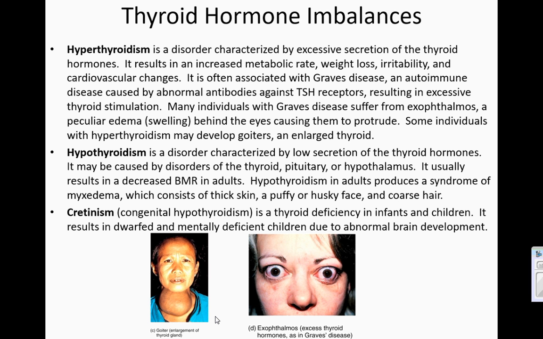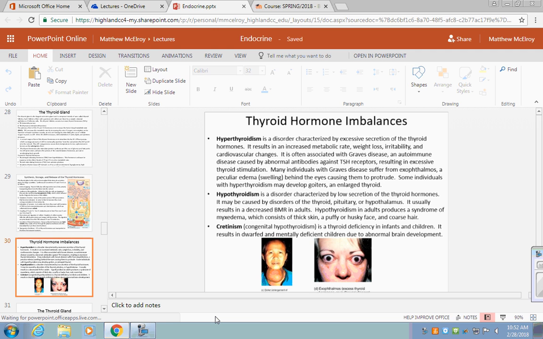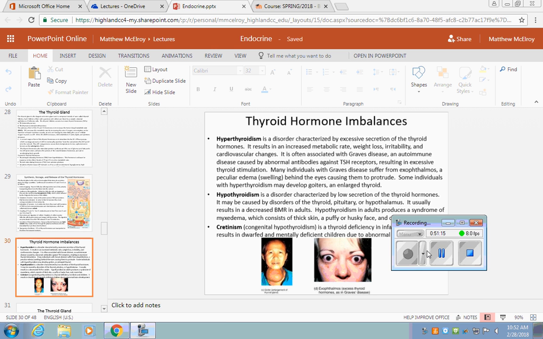And then cretinism is also known as congenital hypothyroidism, a thyroid deficiency that develops in infants and children and results in dwarfism and mentally deficient children due to abnormal brain development. Have you ever heard of somebody being called a cretin before? It's a very terrible derogatory term, and that's probably where it comes from. So, now that you know what cretinism is, I would probably recommend you don't use the word cretin to describe somebody.